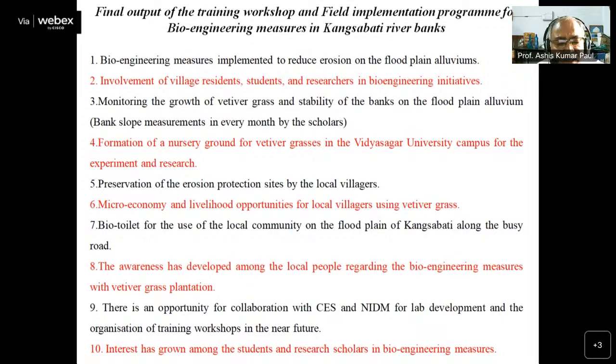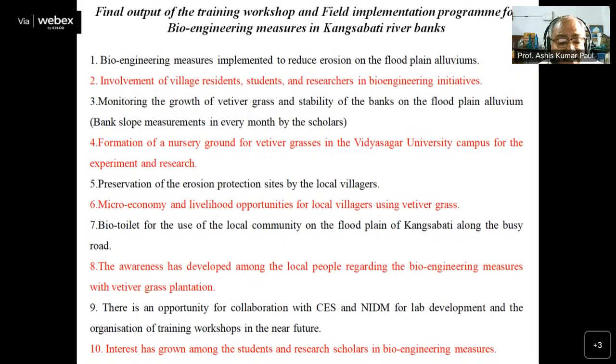Then a bio-toilet for the use of the local community on the floodplain of the Kangsabati along the busy road. Then awareness has developed among the local people regarding the bioengineering measures with vetiver grass plantation. There is an opportunity for collaboration with the Center for Environmental Studies, Vidyasagar University, and NIDM for lab development and the organization of training workshops in the near future.